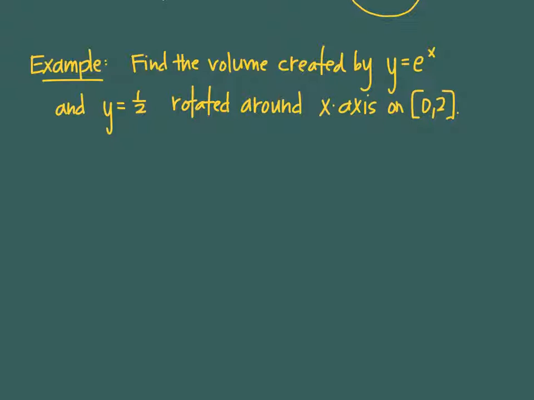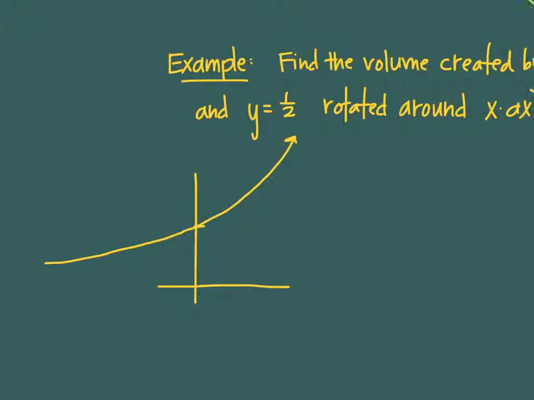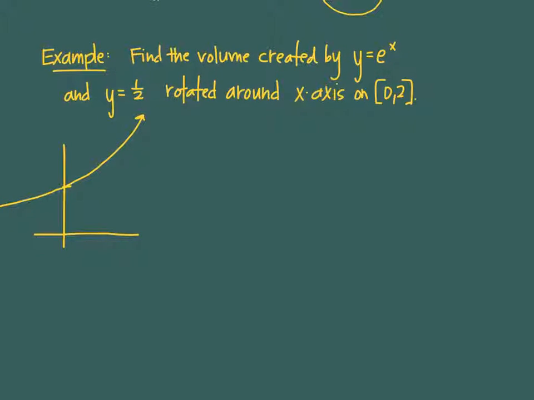So I recommend drawing this in 2D before drawing it in 3D. In my two dimensions, e to the x will come up this way, go through the number 1, and then shoot up to infinity. There's my e to the x graph. It always goes through 1 on the y-axis. Y equals half is a horizontal line. That's just going through half on the y-axis. And I'm going from 0 out to the number 2. So let's say that our region looks like this.